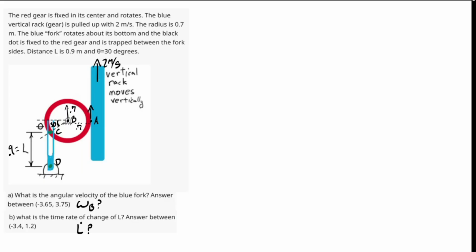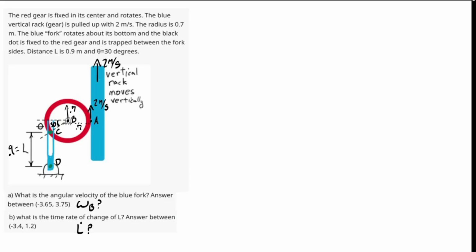Now, why do we know the speed of A? I said it, but why? It's 2 meters per second. I get that from the rack moving vertically at 2 meters per second. If you look at your chart, it's on the front of the cover page, or it should be in your OneNote. You'll see that for two things in temporary contact with no slip, if you go to the velocity column, they're going to have identical velocities in plane, and the same velocity in the normal direction.